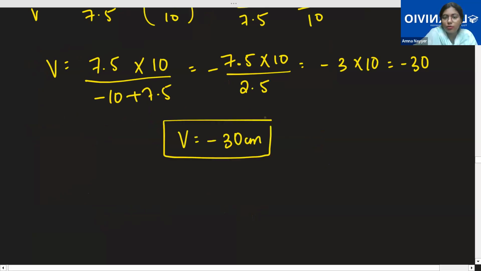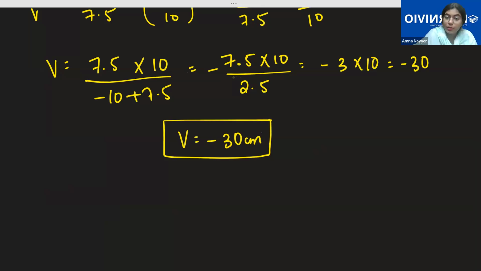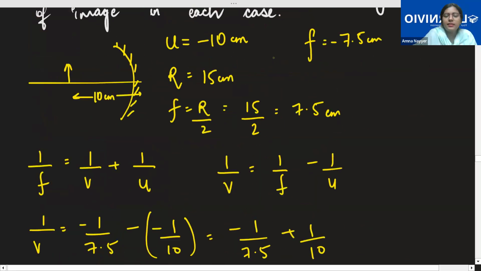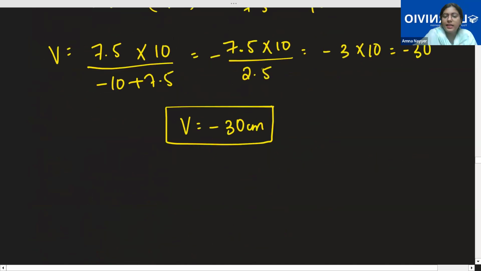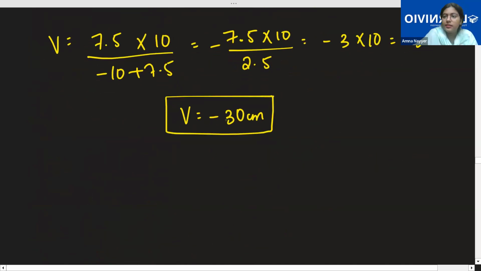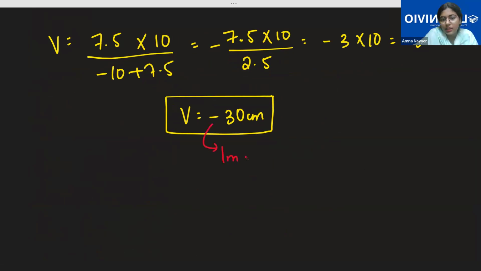Whatever you get, you have to use this knowledge to calculate your answer. That's why I say put the sign conventions from the starting, otherwise you'll get the wrong answer. See, minus 30 centimeter, the minus sign clearly shows that the image is formed in front of the mirror. This basically tells you the image is formed 30 centimeters in front of the mirror.